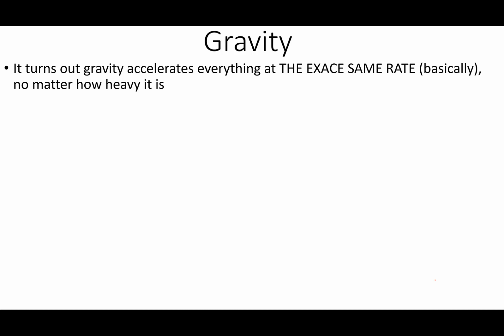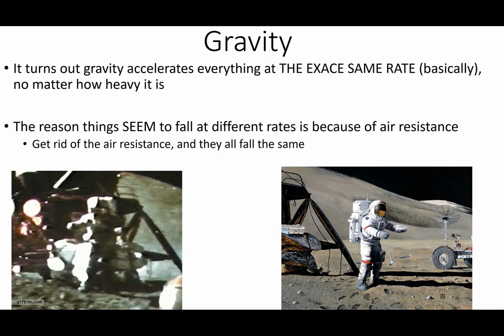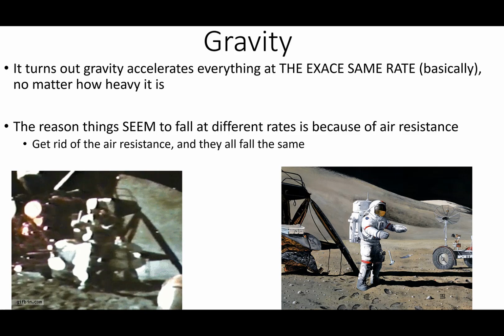So it turns out gravity accelerates everything at the exact same rate no matter how heavy it is. The only reason things seem to fall at different rates is because of air resistance. Get rid of the air resistance and they all fall the same. So heavy things seem to fall faster, not because gravity actually pulls them more, but because heavy things can cut through the air better. And here's video proof, if you don't believe me.